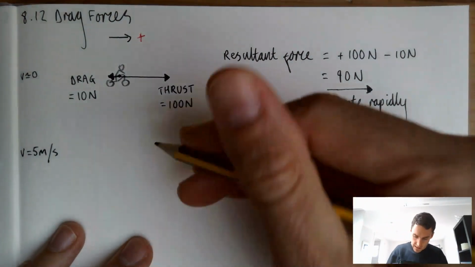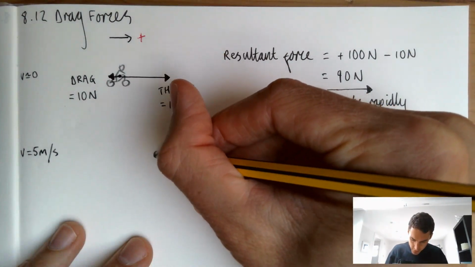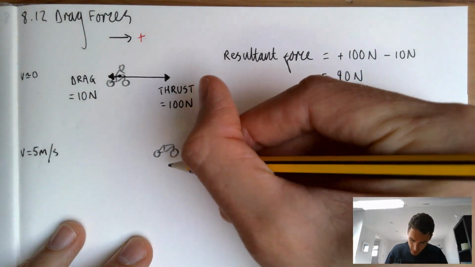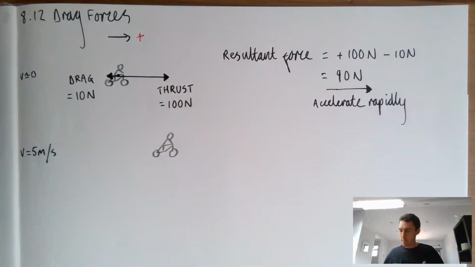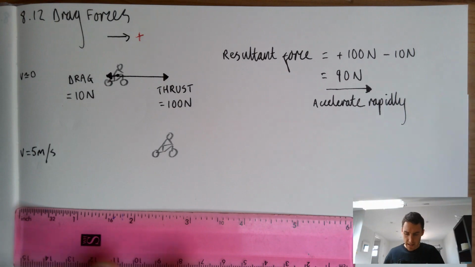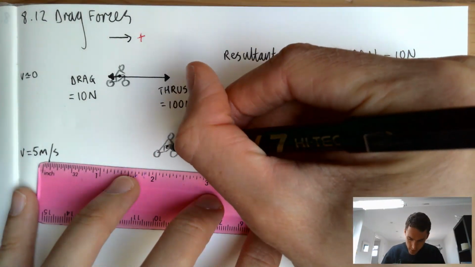So I'm going to draw my cyclist again. Maybe I'll draw them having moved a bit. So, cyclist. Now, this time, I'm going to draw the forces again. I'm going to start in the middle.